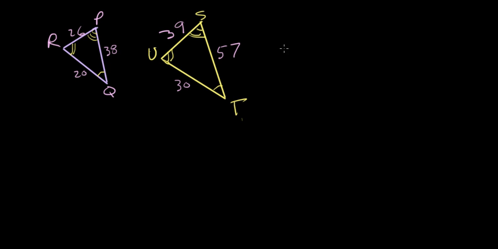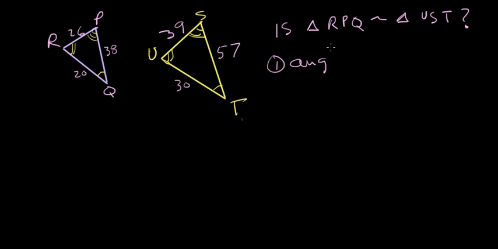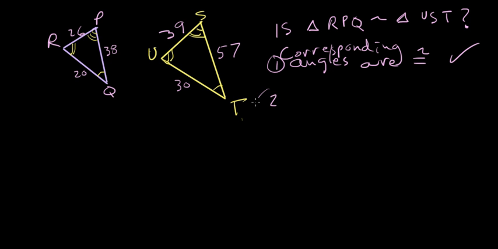So the question is, is triangle RPQ similar to triangle UST? So the first one, we look at the angles. And I should say corresponding angles are congruent. So that's the first thing. The second thing is sides proportional. Are the sides proportional? And we find that out by going like this.